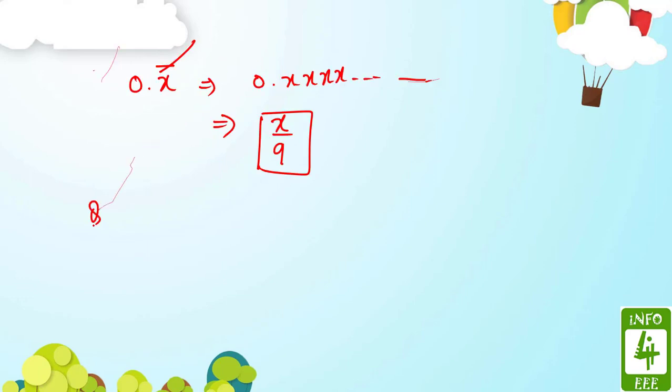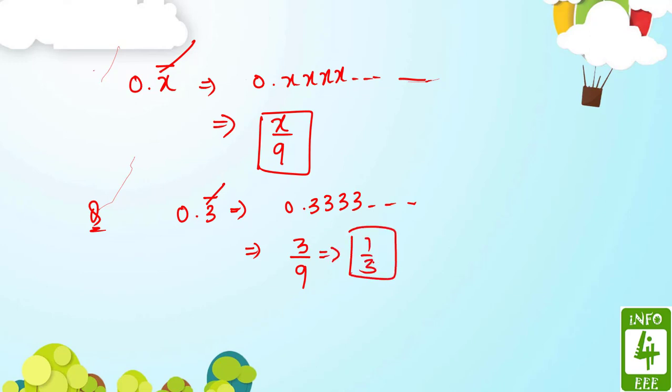For example, suppose we have 0.3 bar. It means 0.3333, and so on. A lot of threes are there. So you can ignore this bar and write 3 upon 9. So the answer will be 1 by 3. If you divide 1 by 3, you will get 0.333 continuously.